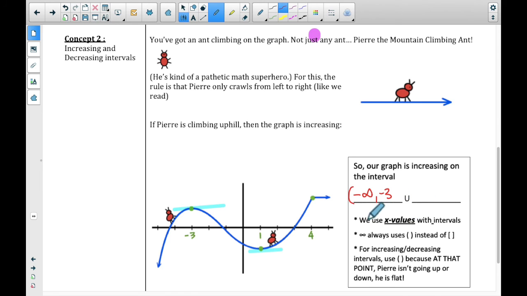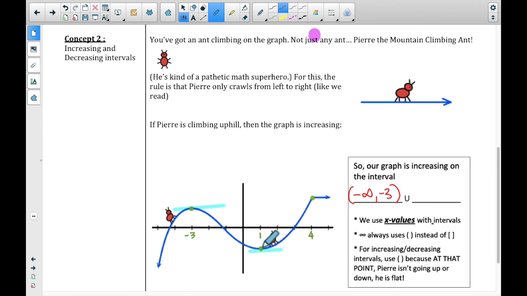And we never include negative infinity because you never get there. And the negative 3, that's what I was talking about. It's flat there. So you never include that either because that's flat. That's not going up, it's flat. And then remember the U means and. And so where else is it going up?